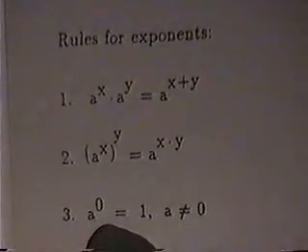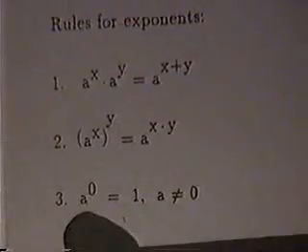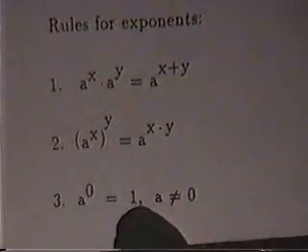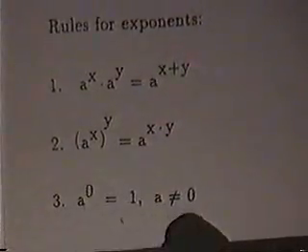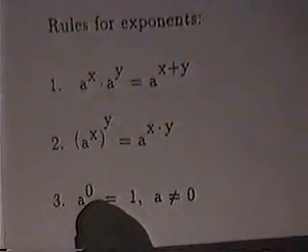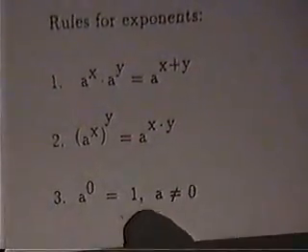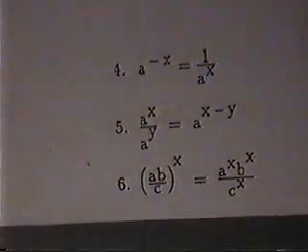3, this is a special one to memorize. A to the 0 power is equal to 1. 5 to the 0 is equal to 1. 7 to the 0 is equal to 1. 8 to the 0 is equal to 1. Any number except 0 to the 0 power is 1. Just memorize it. All right, let's look at the 3 other rules here, number 4, 5, and 6.